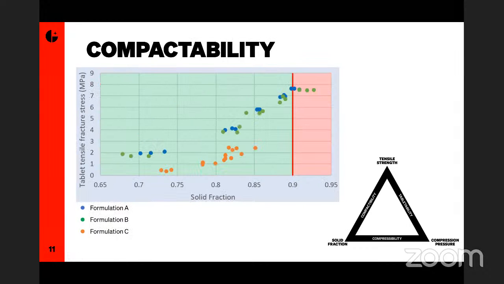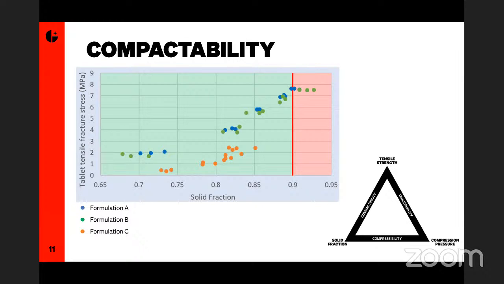The third relationship is compactability. In the previous 2, we were changing the compaction pressure and seeing what the result was. Here, we're looking at how tablet strength changes with solid fraction. And this is interesting because you can see formulation C, several of those tablets have the same solid fraction as formulations A and B, but the tablets are still weaker.